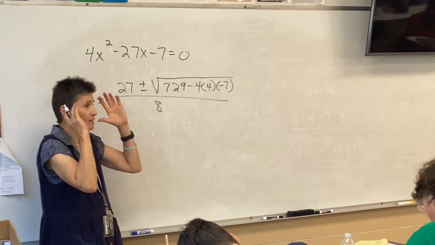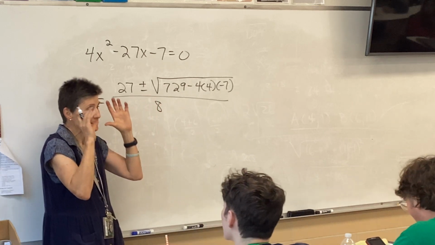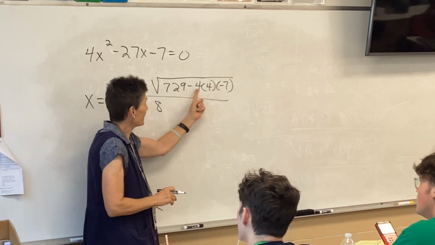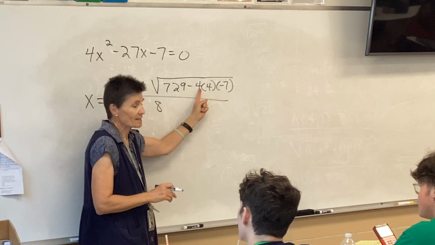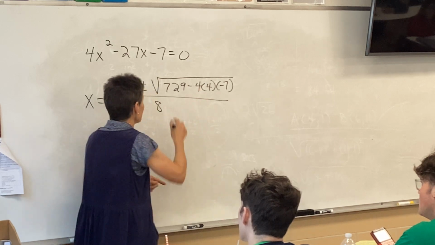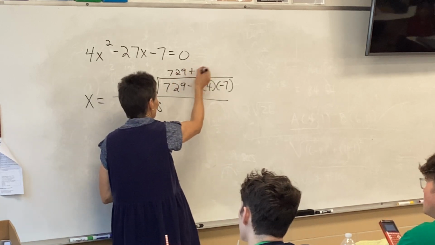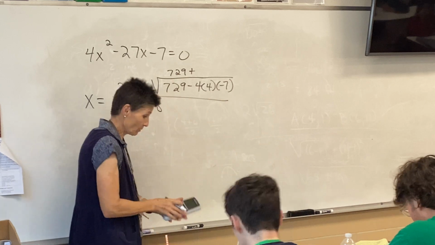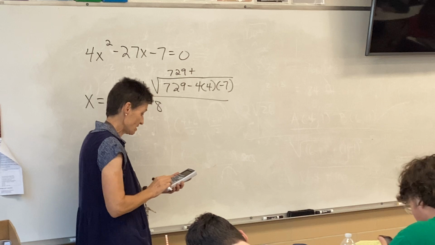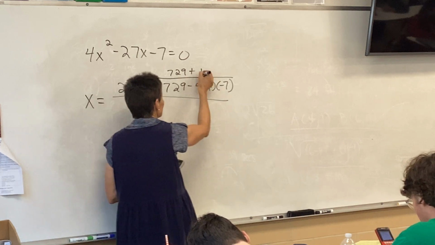Now, I want every little beady little eye focused on me. I gotta say this one more time. This is my last chance before the test. See these 2 negatives right here? You are not subtracting. You are going to add. That's gonna be an add. So 729 plus whatever, 4 times 4 times 7 is 112.